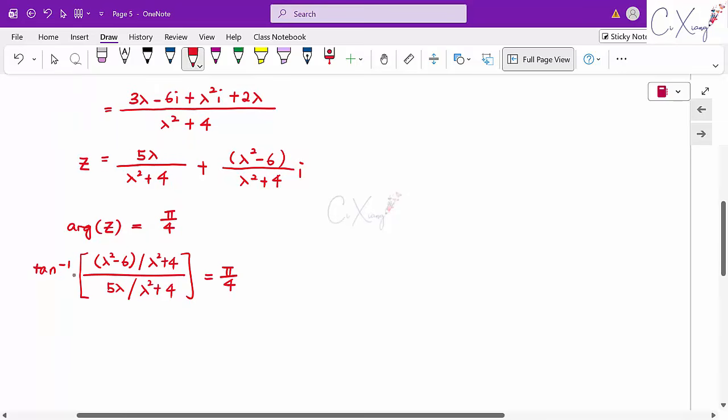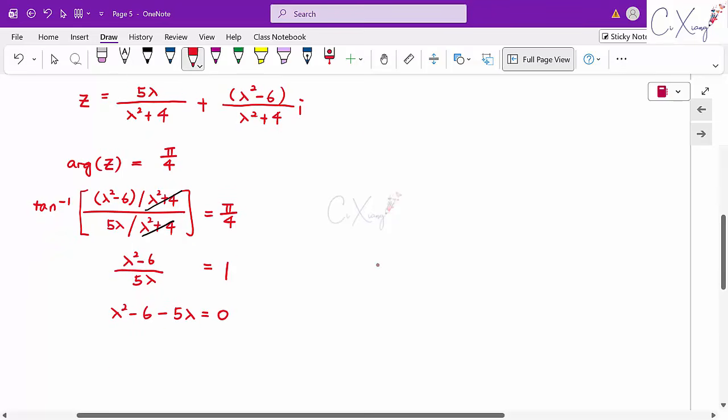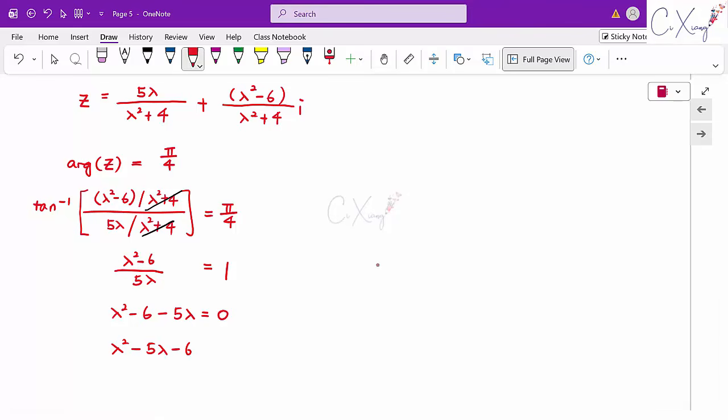Next, I bring the tangent inverse over and I have tangent pi over 4, which gives 1. For the fraction inside, I simplify it: lambda square plus 4 cancels with lambda square plus 4, so eventually you have lambda square minus 6 over 5 lambda. To solve this equation, you bring the 5 lambda to the left, becoming negative 5 lambda. You can see that you have a quadratic equation in terms of lambda.